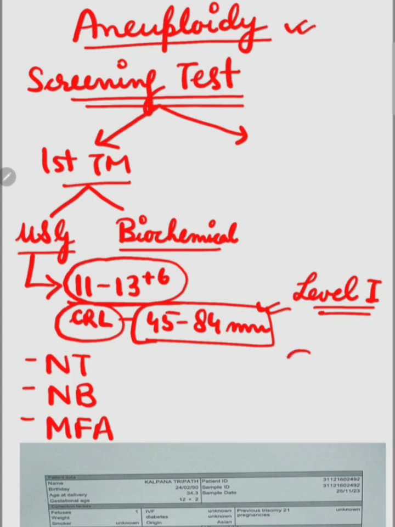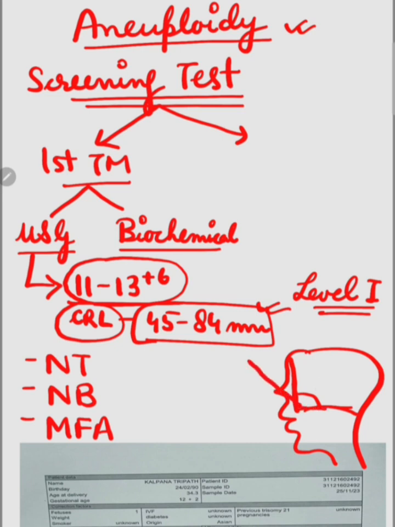So what is the maxillofacial angle? If this is the baby's face, then this is the maxilla and this is the frontal bone. The angle between the frontal bone and the maxilla should be acute, or less than 90 degrees. If it is more than 90 degrees, that is if it is obtuse, then there are chances of aneuploidies. So it should not be obtuse.